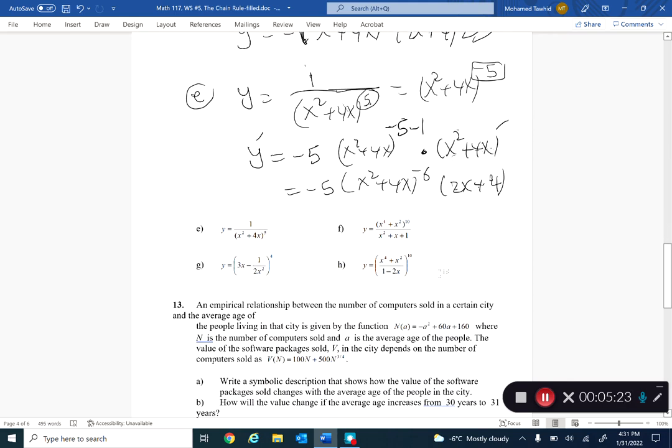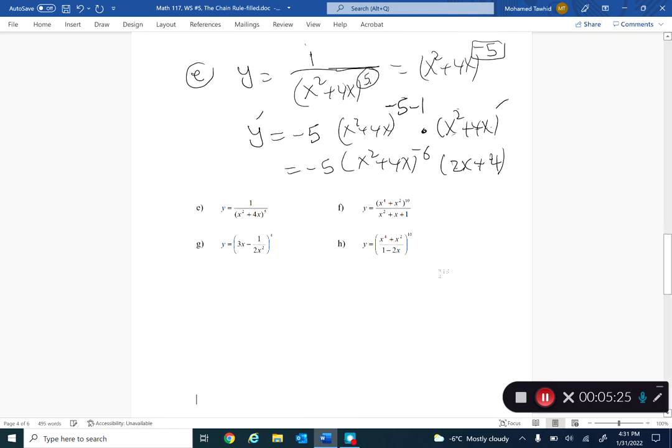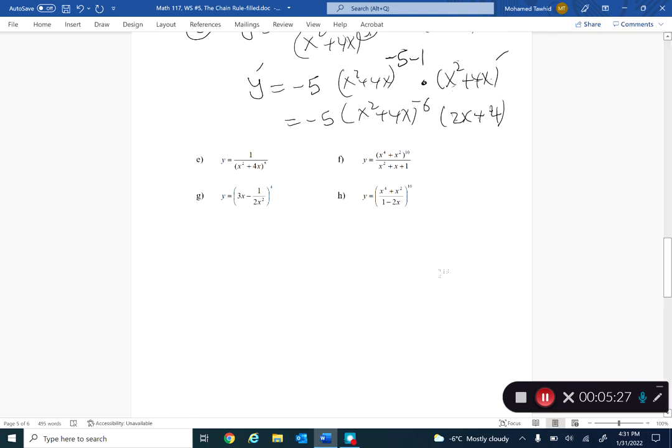Maybe I solve h here. What is your h here? I'm just recalling the power rule before I give you the chain rule. So what is h here? You have y equal to x to the power 4 plus x squared over 1 minus 2x, to the power 10. So what do you have? You have a bracket to the power n. A bracket, you don't care what is inside the bracket, okay? So you have a bracket to the power n.